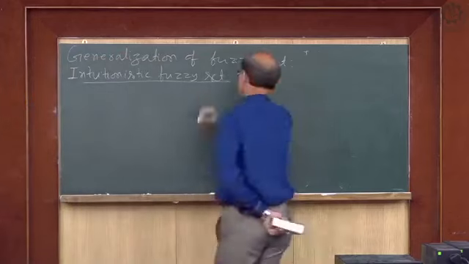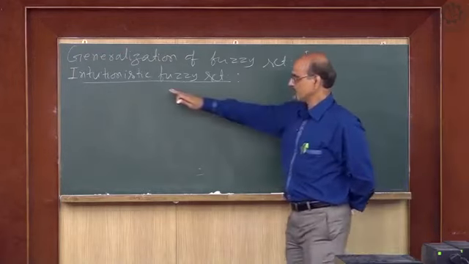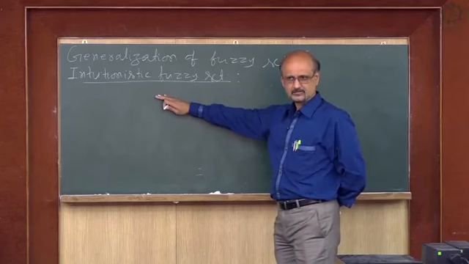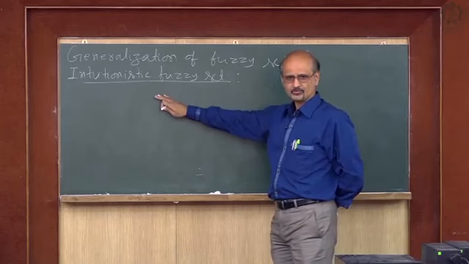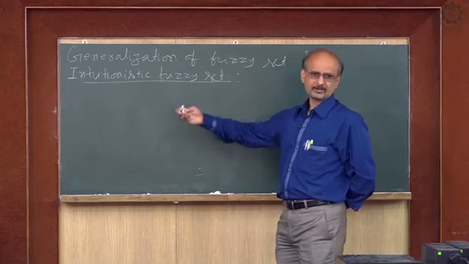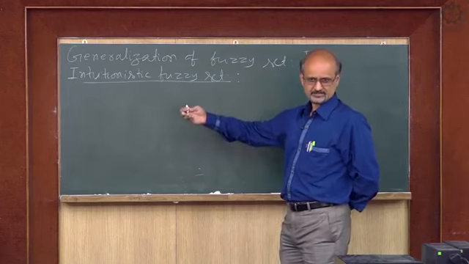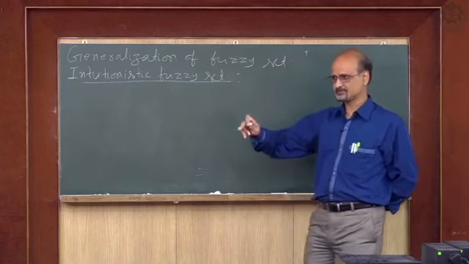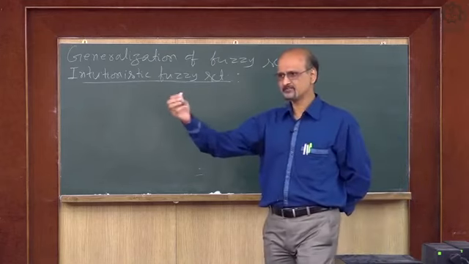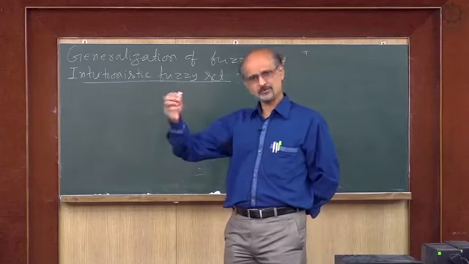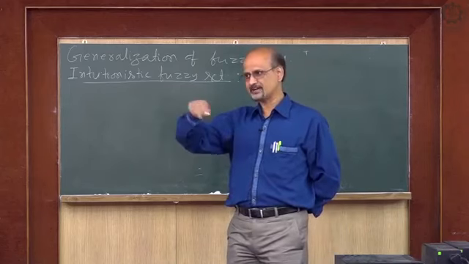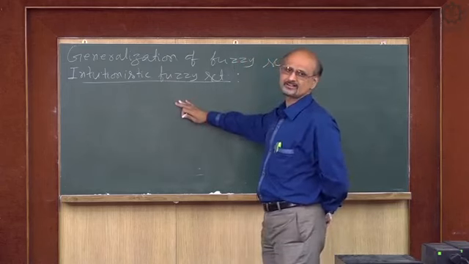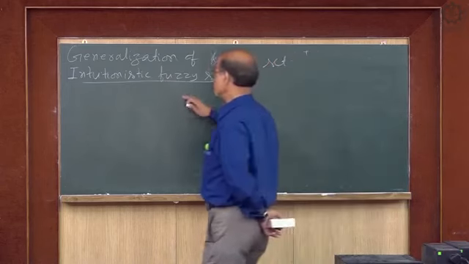Intuitionistic fuzzy set. A fuzzy set is called an intuitionistic fuzzy set where we have ordered triplets. In a fuzzy set we have ordered pairs x, mu A bar x, where x is the element and mu A bar x is the membership function of x for that A bar fuzzy set. Here it is an ordered triplet.